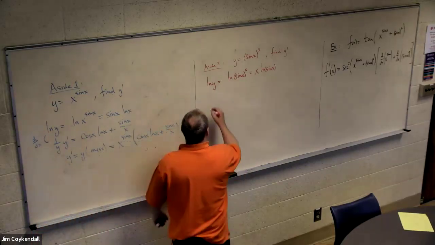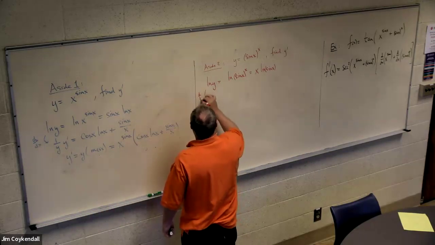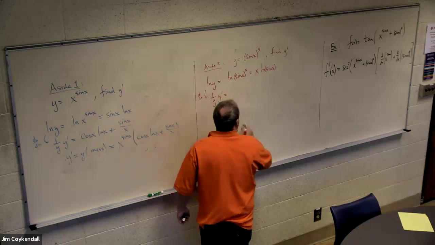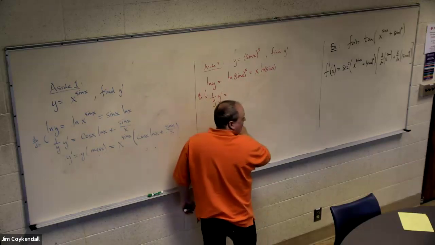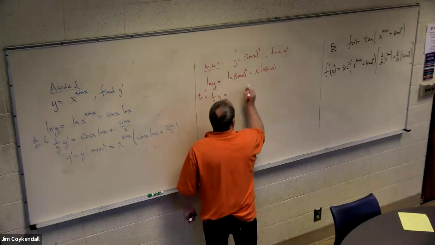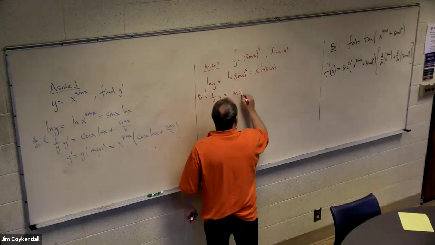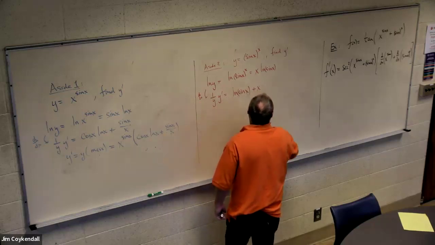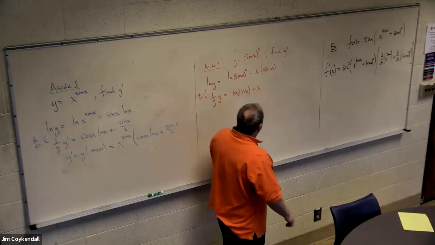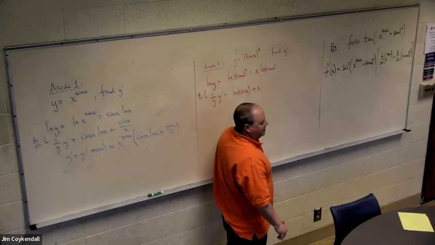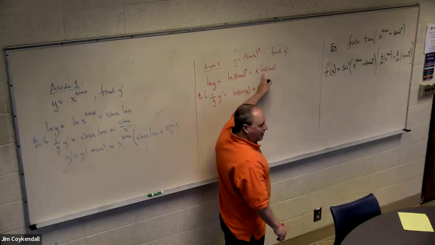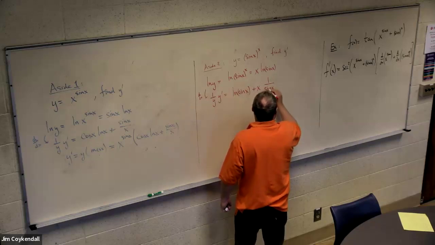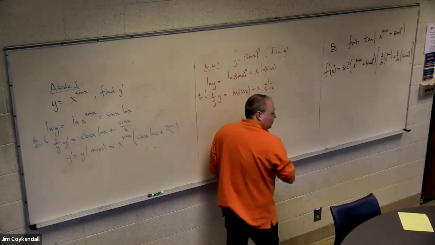Take the derivative again. Right, 1 over y times y prime is equal to, once again, with the product rule here, 1 times log sine x plus x times the derivative of log sine x. The derivative of log is 1 over the inside, and the derivative of sine x is cosine x.